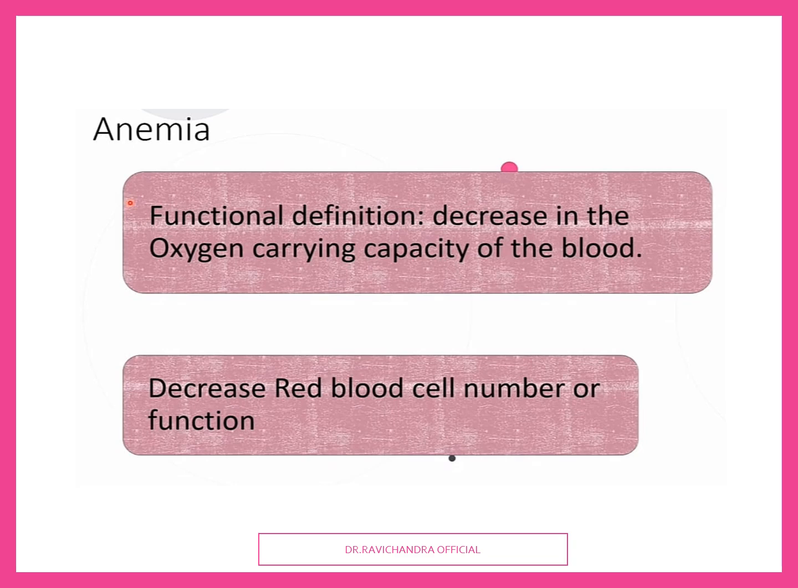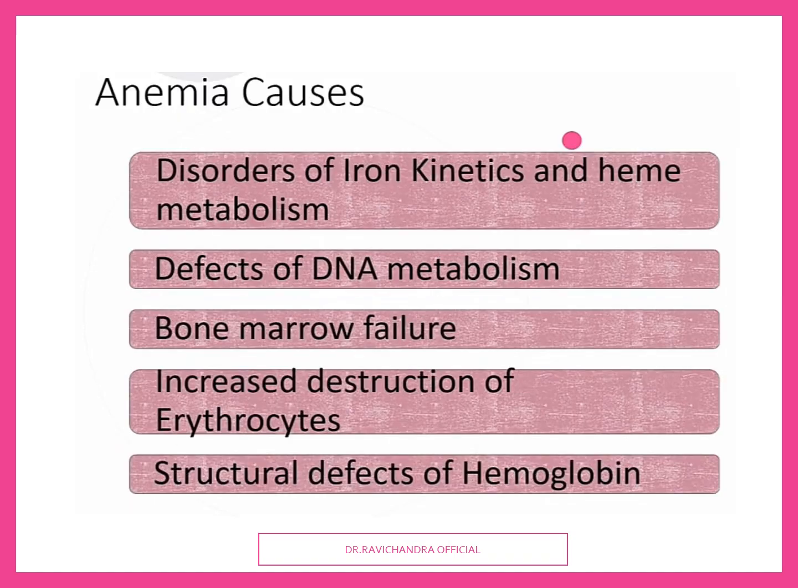What is anemia? The functional definition is a decrease in the oxygen carrying capacity of the blood, that is, decreased red blood cell number or function. There are about five causes for anemia. First one is disorders of iron kinetics and heme metabolism. Second one is defects of DNA metabolism. Third one is bone marrow failure. Fourth one is increased destruction of the erythrocytes. And the fifth is structural defects of hemoglobin.